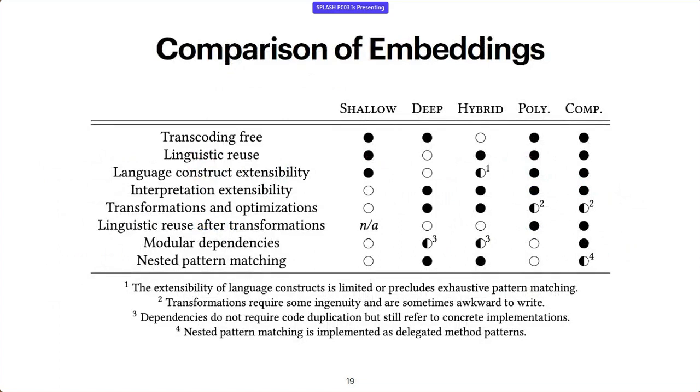Here is a detailed comparison of existing embeddings in the literature with our compositional embeddings. You can see that some cells are marked with a half circle for some reason. We explain it below the table, but maybe there is not enough time to look at the table in detail. But we want to say that compositional embeddings are the most versatile one among the embeddings here.